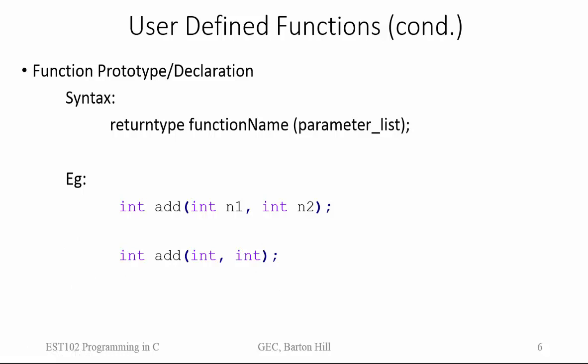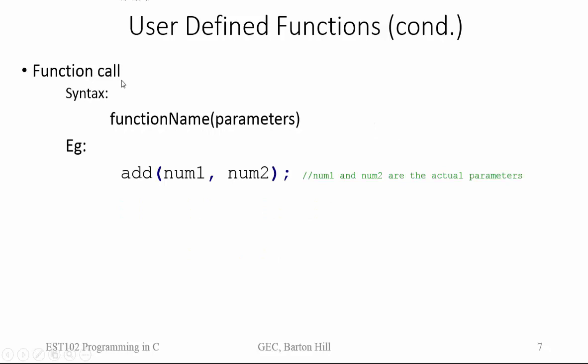Okay, next one is function call. Syntax is function name then inside parenthesis parameters. For example, if you want to call the add function, we can just write add, then inside parenthesis num1 comma num2, and this num1 and num2 are called the actual parameters because this is the actual value that we are passing to the function.